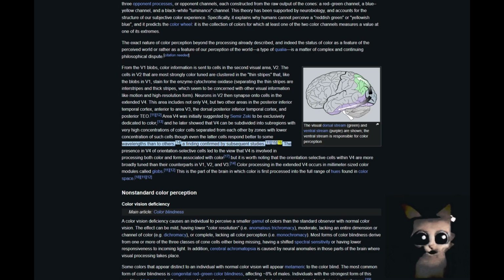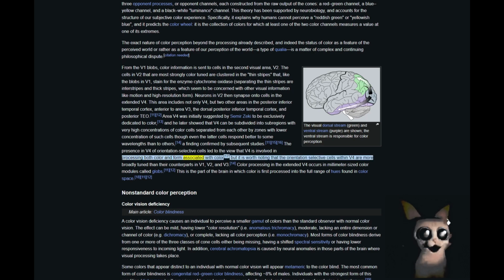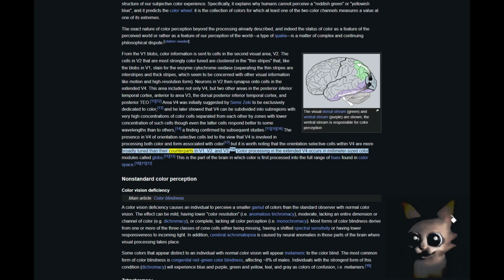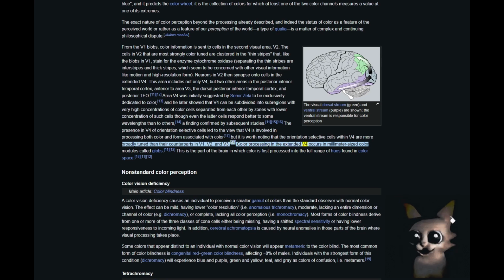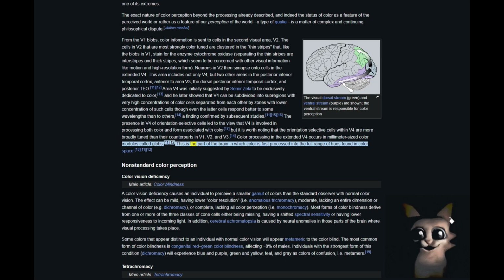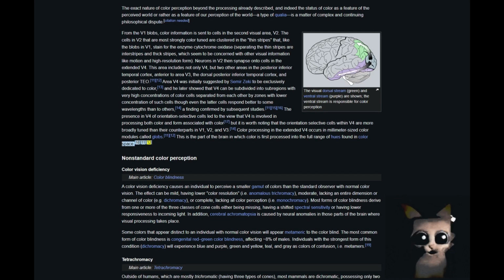The presence in V4 of orientation-selective cells led to the view that V4 is involved in processing both color and form associated with color. But it is worth noting that the orientation-selective cells within V4 are more broadly tuned than their counterparts in V1, V2, and V3. Color processing in the extended V4 occurs in millimeter-sized color modules called globs. This is the part of the brain in which color is first processed into the full range of hues found in color space.